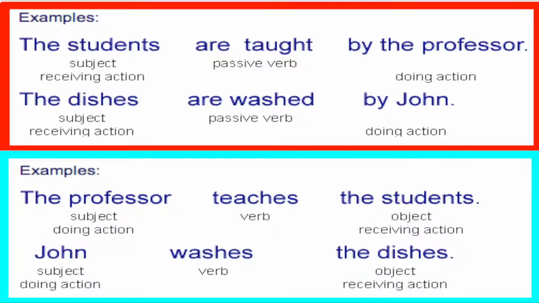Here are some examples of active and passive verbs used in sentences. First, the students are taught by the professor. The passive verb would be are taught. The dishes are washed by John. The passive verb is are washed.